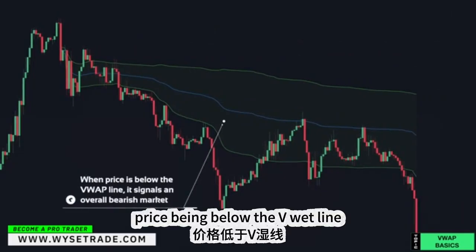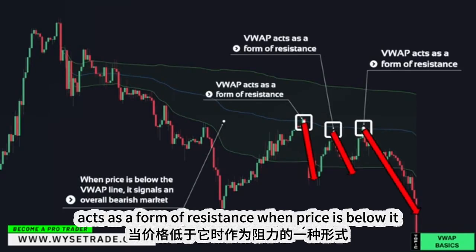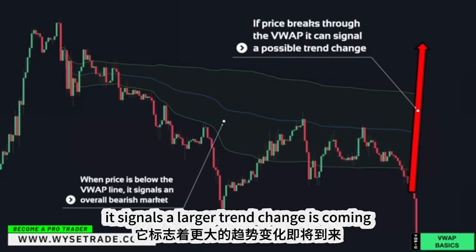Price being below the Vwap line signals an overall bearish market. The Vwap line also acts as a form of resistance when price is below it. If price breaks cleanly through, it signals a larger trend change is coming.